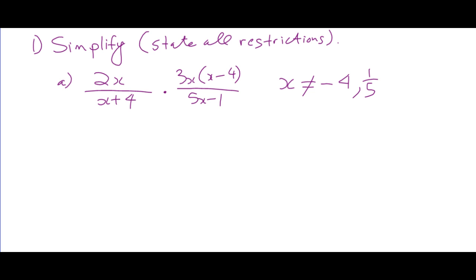So, can't be that. What you could do, though, if we want to express it as a single, is to go, okay, this is 6x squared times x minus 4 over x plus 4, 5x minus 1. So expressed as a single rational expression, okay, I will collect those two together, get 6x squared, right, multiply, times x minus 4 over this, and that's it.